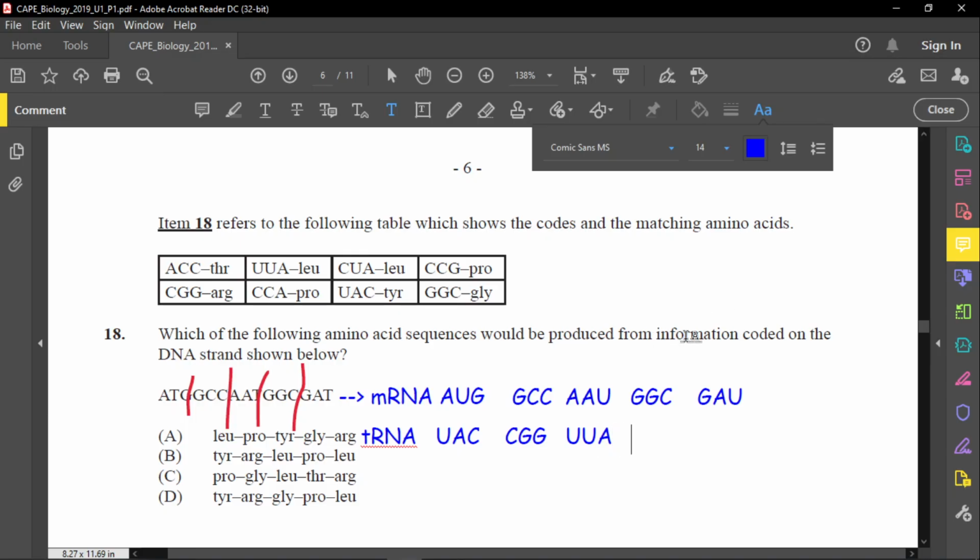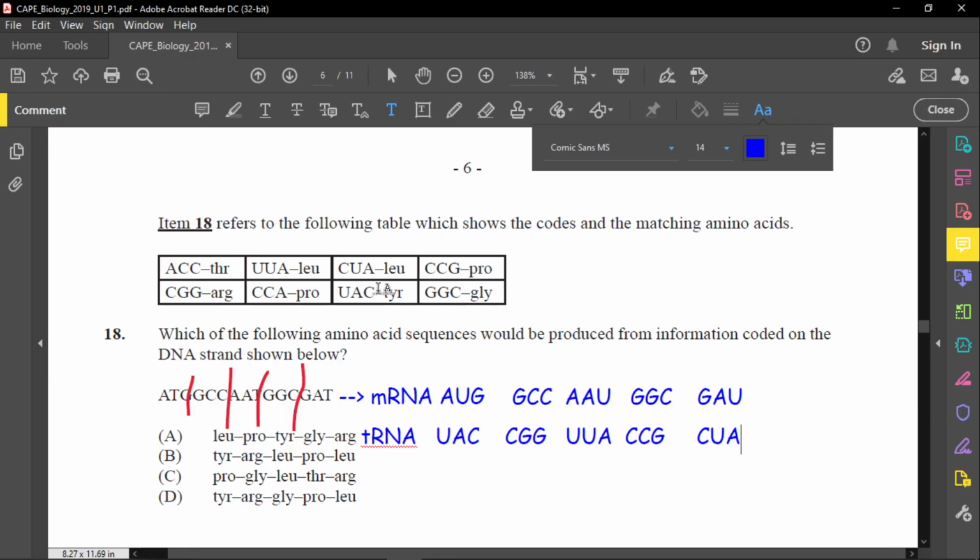And then the other three: G bonds to C, and then I think I missed one step, so two C's, and then C bonds to G. And then the last one here is G bonds to C, and then A bonds to U, and then U bonds to A. All right, so that's the corresponding strand, that is the tRNA.